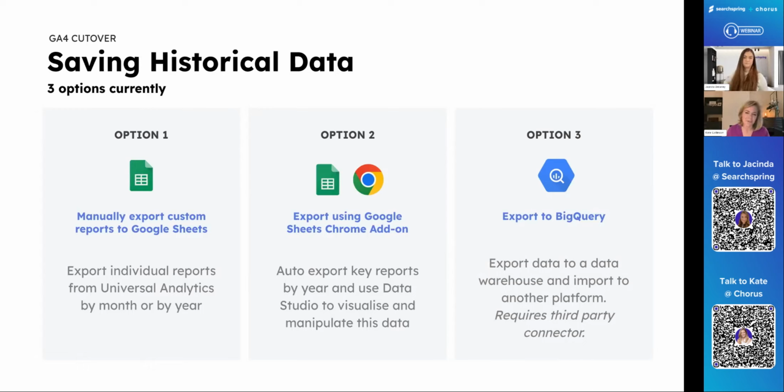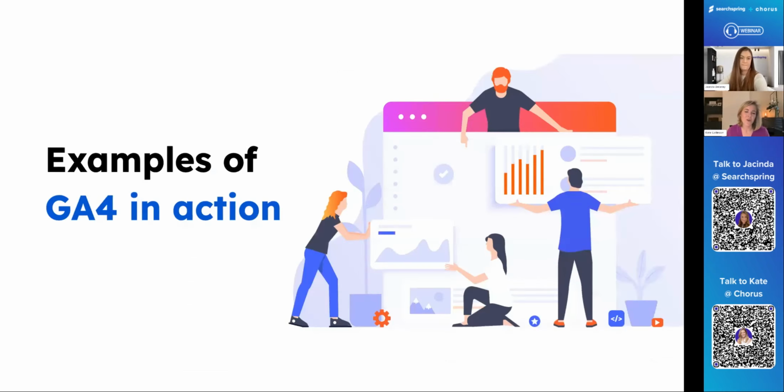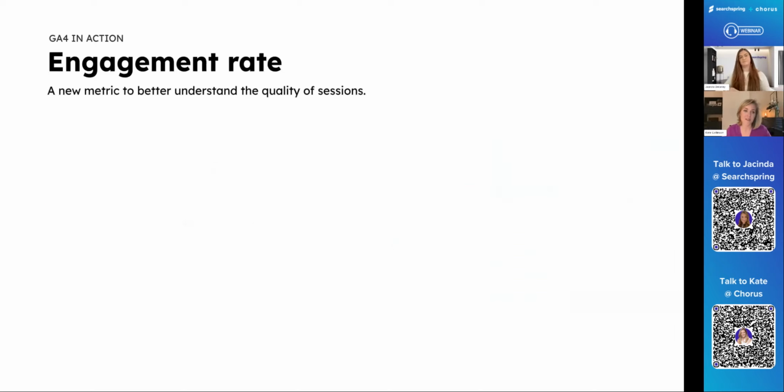I still think that the Google Sheets Chrome add-on is a fantastic option for the vast majority of stores. So I really recommend you look at that as well. I want to go into a couple of examples of GA4 in action before we get to some questions. So just to give you an example of how I'm currently using GA4 to grow some of the revenue of my stores that I work with.